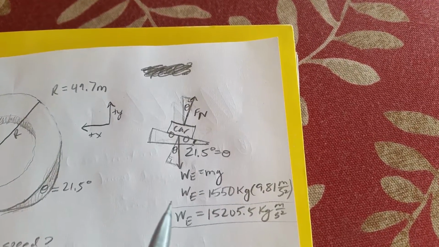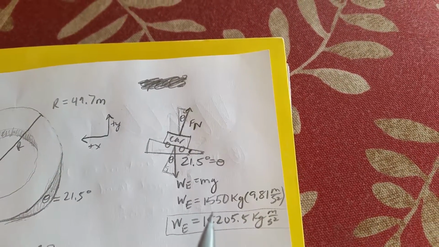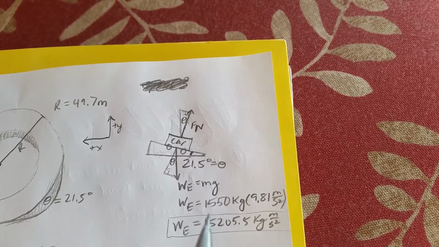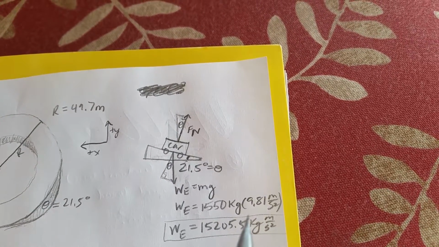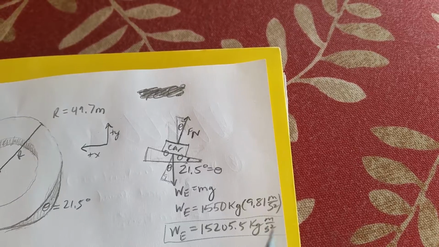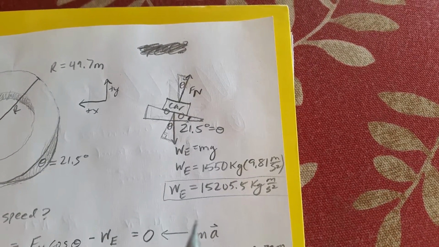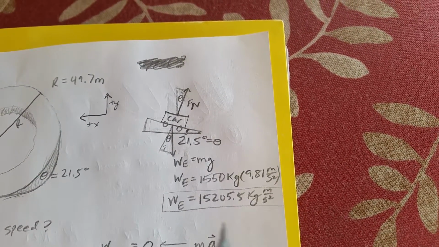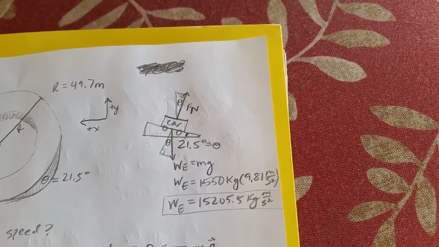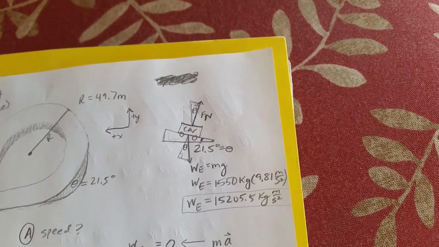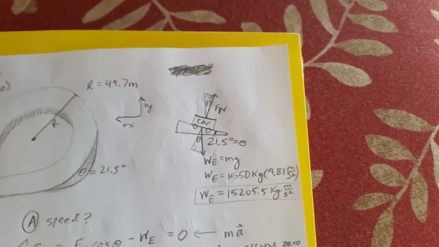So then I found the weight of the earth, which is equal to mg. So the mass was 1,550 kilograms, and you multiply that by 9.81, and I got the weight of the earth to be 15,205.5 kilograms meters per second squared.